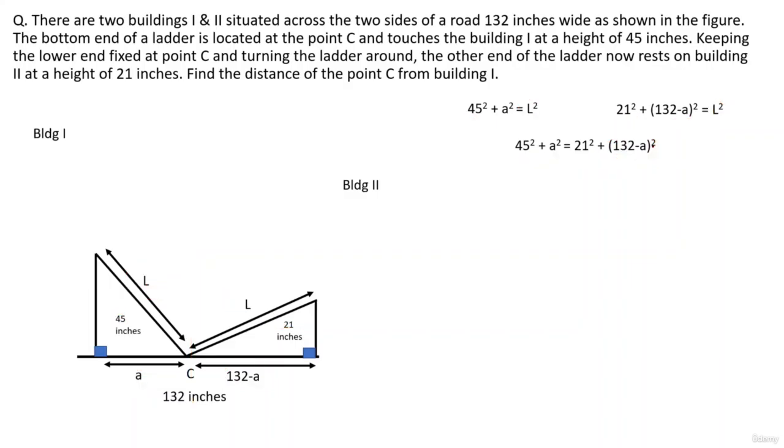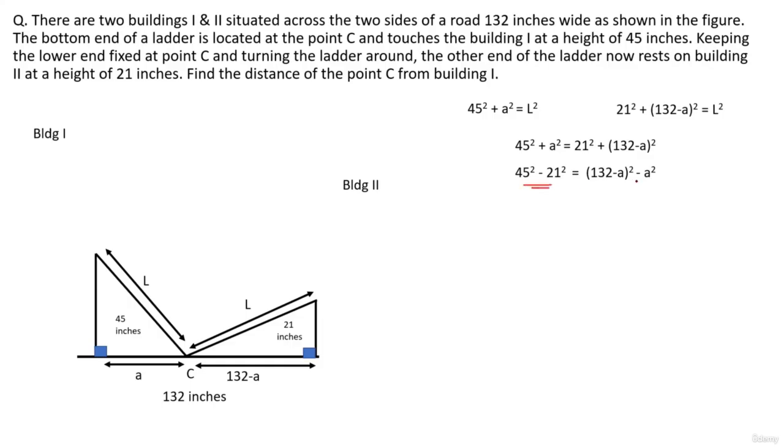Okay, instead of doing that, what you can do is take the constants on one side and the variables on the other side. Like you can take 21 square on the left hand side and A square on the right hand side. So what will we have, guys? On the left hand side, you have A square minus B square. Can you see this, guys? 45 square minus 21 square. 45 is A, 21 is B. A square minus B square. Same way, (132 minus A) the whole square minus A square is again A square minus B square.